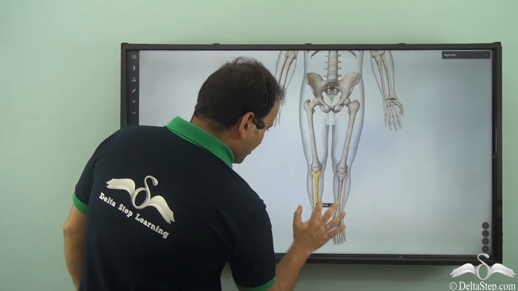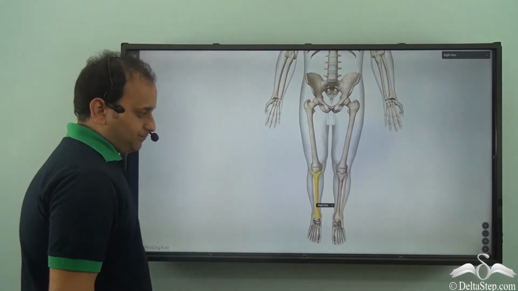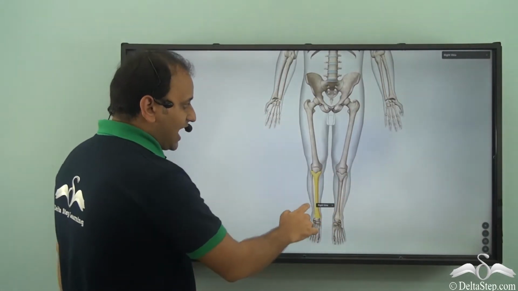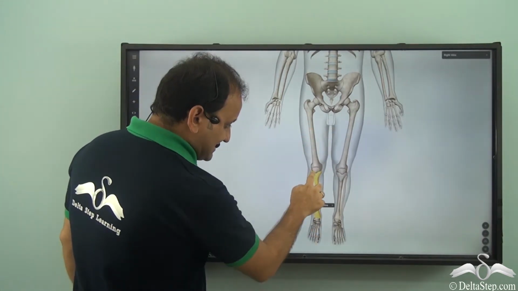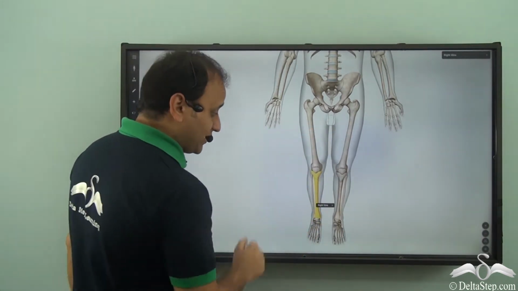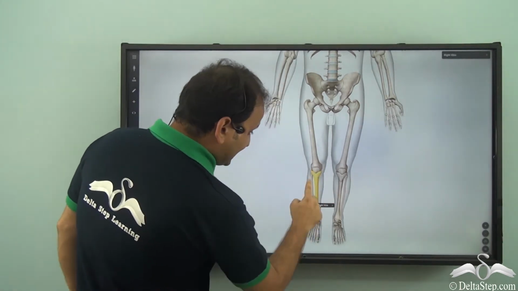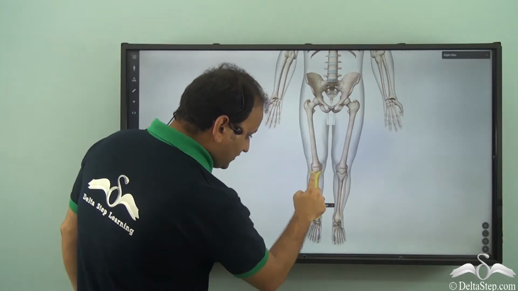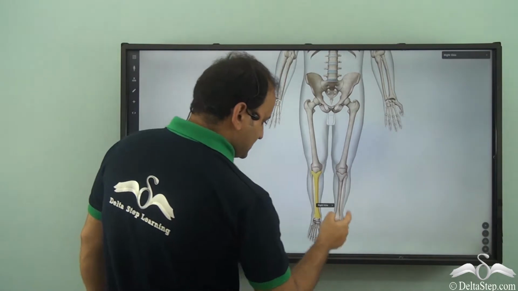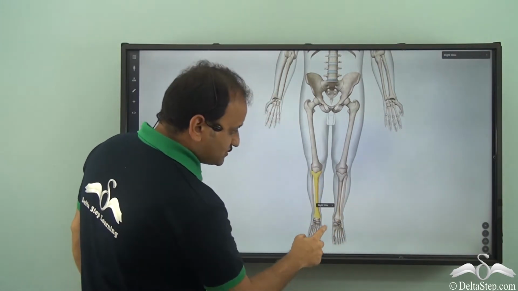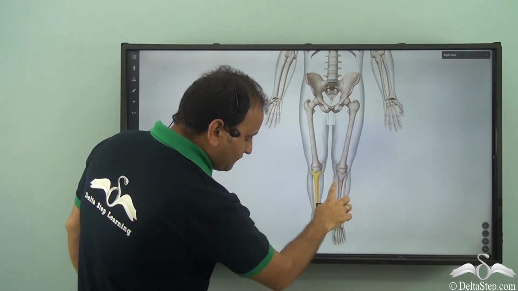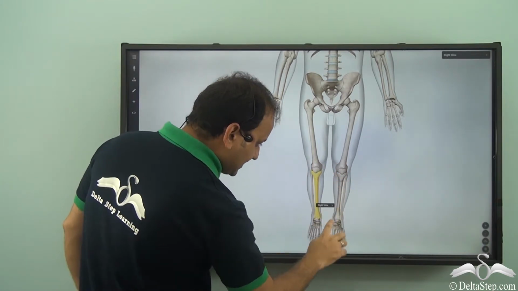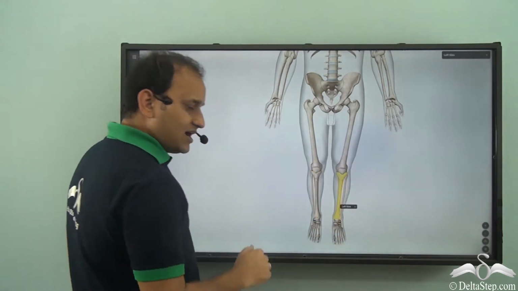Now, this bone here is the tibia. Now, as you can see, after the femur, this is the second largest bone in the body, and it is on the inner side of the lower leg. Similarly, even on the left hand side, if you see, this is the bone which is on the inner side of the lower leg, and this is tibia.